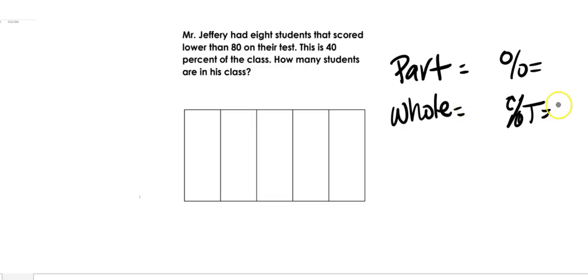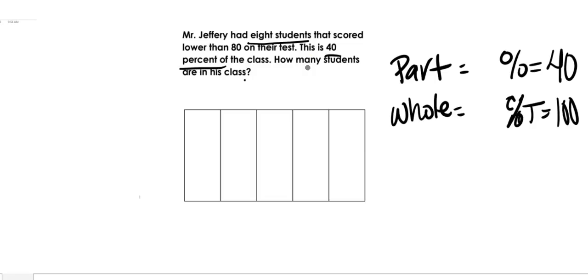All right, now our percent total is always going to be 100 because percents are always out of 100, okay? Now next, we need to find if there's a percent in the problem. So if you look, it says this is 40%. So we do have a percent, it's 40. Next, we need to find if we have a part or a whole or a total. Now it says Mr. Jeffrey had 8 students that scored lower than 80 on their test. All right, and this is 40% of the class.